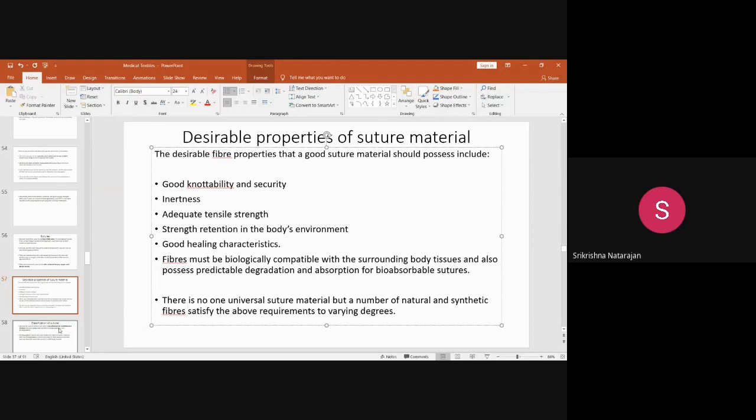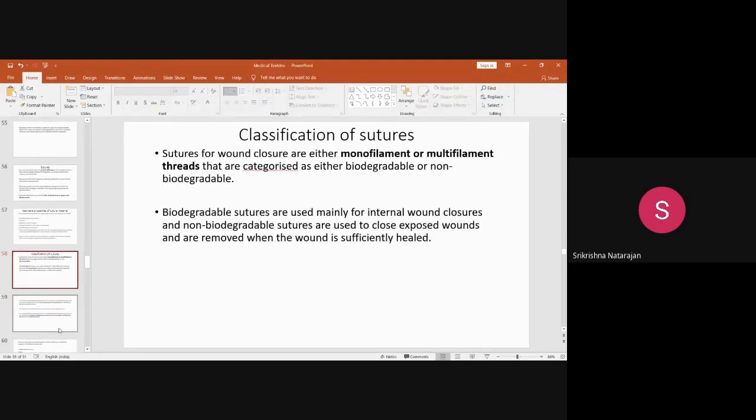And the next thing is the classification of sutures. So how to classify these sutures? Sutures can be classified based on whether it is a monofilament or a multifilament, that is, based on the number of filaments.